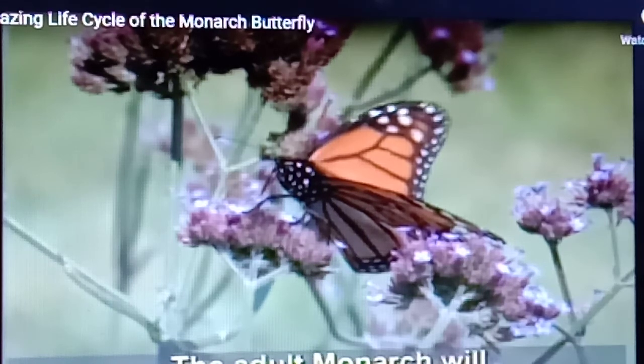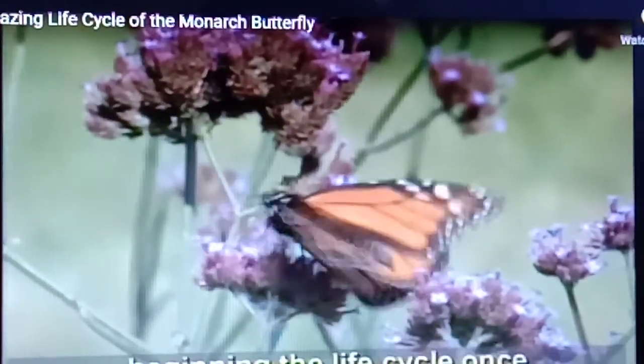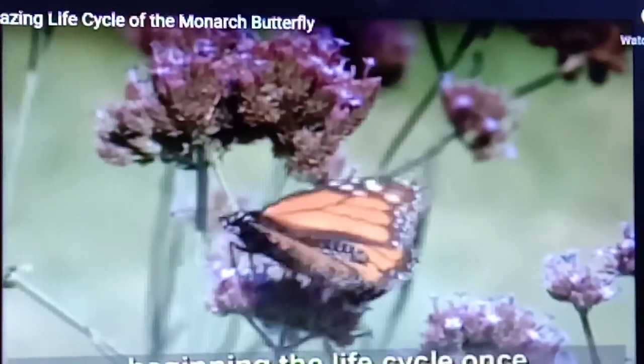These drastic changes which take place in the life cycle of a butterfly are called metamorphosis. This is the life cycle of the butterfly.